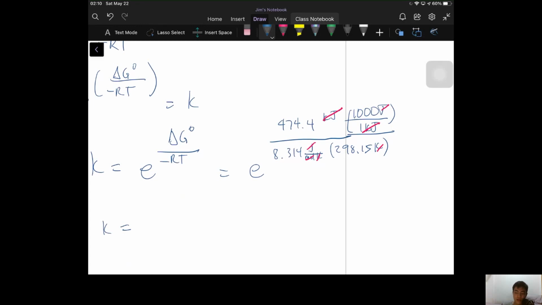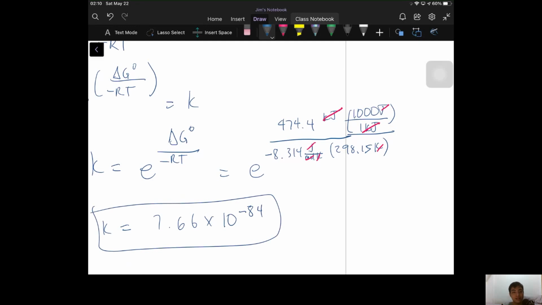Okay? So, with that in mind, we can now solve for the K value. 474.4 times 1,000 divided by 8.314. So, I forgot the negative sign, sorry. So, yan, may negative sign sa baba. And the K value is 7.66 times 10 raised to negative 84. Ano meaning niyan? Ano meaning ng value na yan? Kasi alam natin yung delta G kapag positive, non-spontaneous. Ano meaning nun kapag K ang usapan?